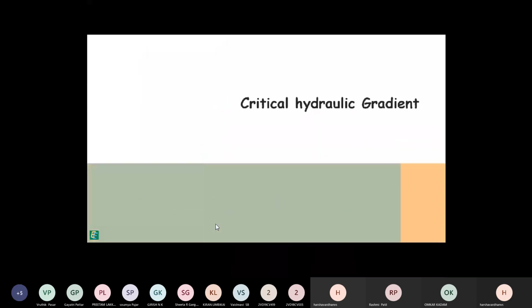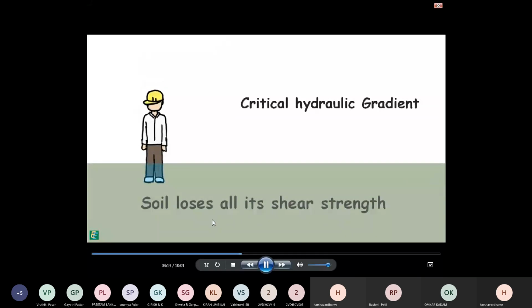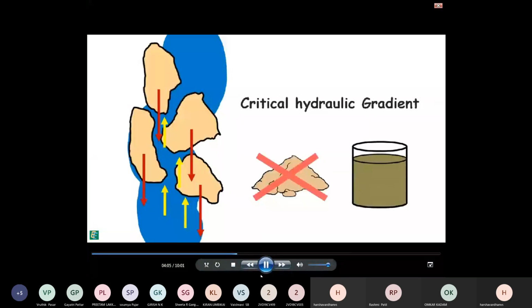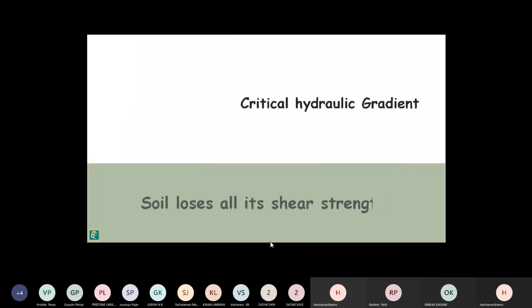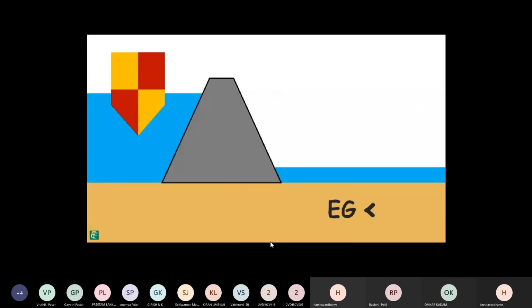If the weight of the soil particles is more, then there is no piping. When the seepage force is more than the weight of the particles, this black arrow mark indicates the weight of the soil particles. Yellow arrow mark indicates seepage force. When weight is equal to force, then the soil loses all its shear strength. The soil acts as a liquid, because the weight is equally counteracted by the seepage force.